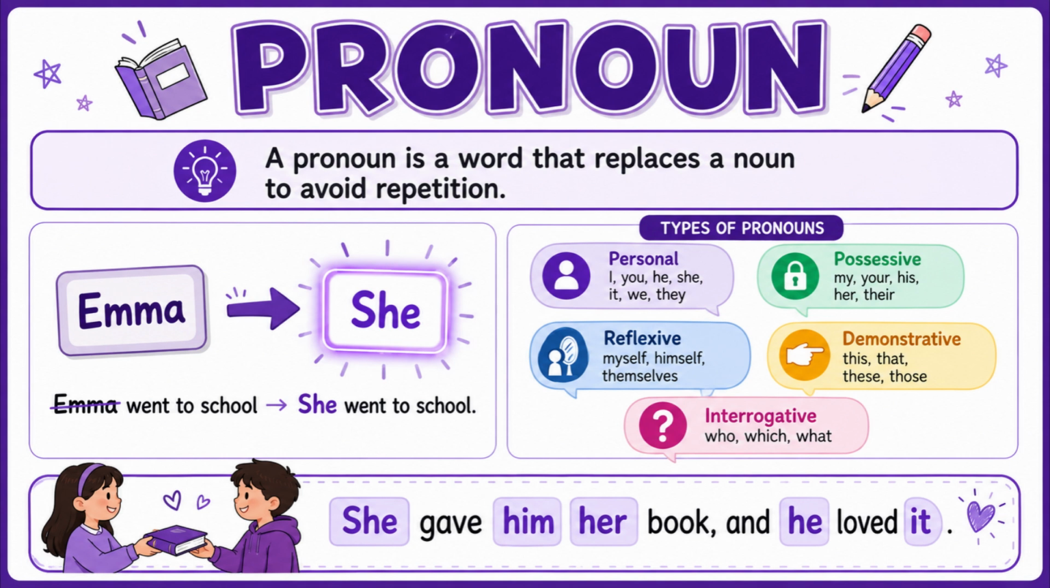Pronouns have several types. Personal pronouns are the most common. I, you, he, she, it, we, they, me, him, her, us, them. Possessive pronouns show ownership: my, your, his, her, our, their. Reflexive pronouns refer back to the subject: myself, yourself, himself, herself, themselves. And demonstrative pronouns point to something: this, that, these, those. Example: she gave him her notes and he was very grateful. She, him, her, he, are pronouns doing the work, so we do not have to repeat any names.